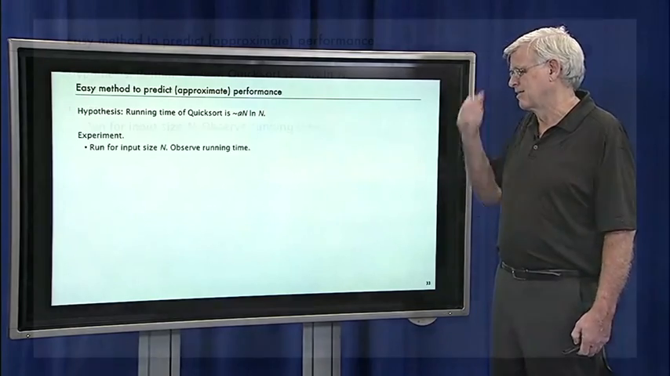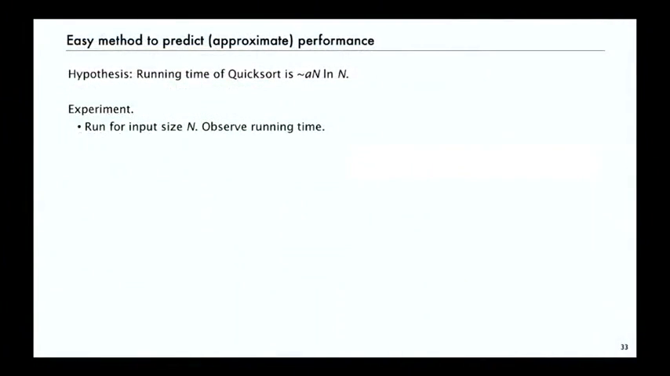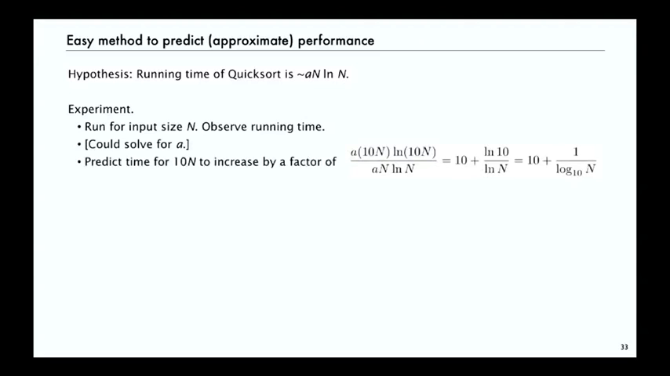So if that's our hypothesis, what we're going to do is run the experiment for some input size n, some big N, and maybe run it a bunch of times to get a good average on the running time. If we wanted to, that's enough information to solve for A. Whatever our time is, for whatever n is, then A is the only unknown, and we could go ahead and compute A. But actually, we usually don't need to even do that. We can just predict the time for some constant times n just by doing the math.